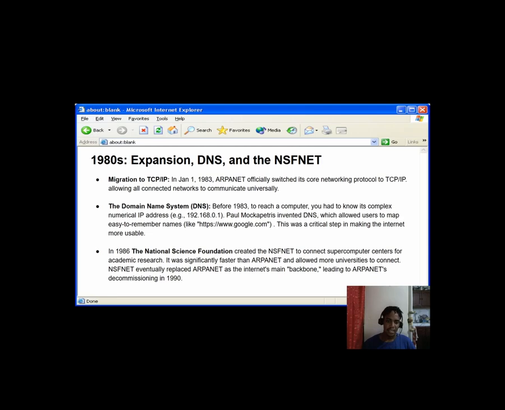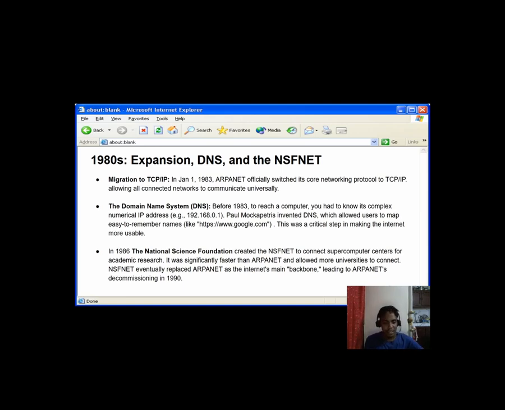The domain name system (DNS). Before 1983, to reach a computer, you had to know its complex numerical IP address, e.g., that number that you can see in the picture. Paul Mockapetris invented DNS to allow users to map easy to remember names like http://www.google.com. This was a critical step in making the internet more usable and understandable for normal people and not just machines.